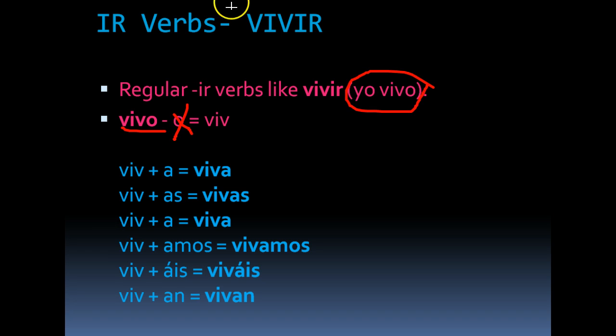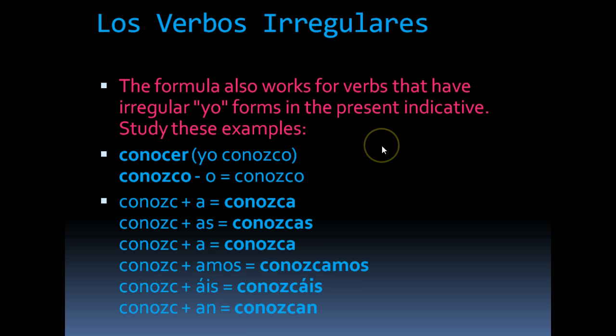The most common error that I see in Spanish is students forget how to conjugate in the yo form. This formula also works for verbs that have irregular yo forms in the present indicative. Let's look at these examples. Conocer becomes yo conozco. And if you don't know these irregular yo forms, you're going to have some trouble with the subjunctive. We get rid of our o, and we use that base. When we go back to adding our opposite ending, it becomes conozca, conozcas, conozca, conozcamos, conozcáis, conozcan.